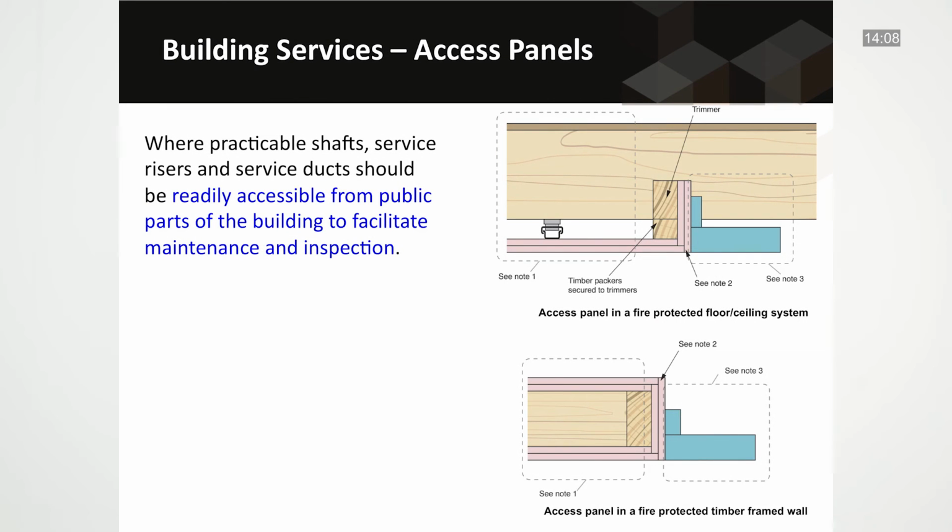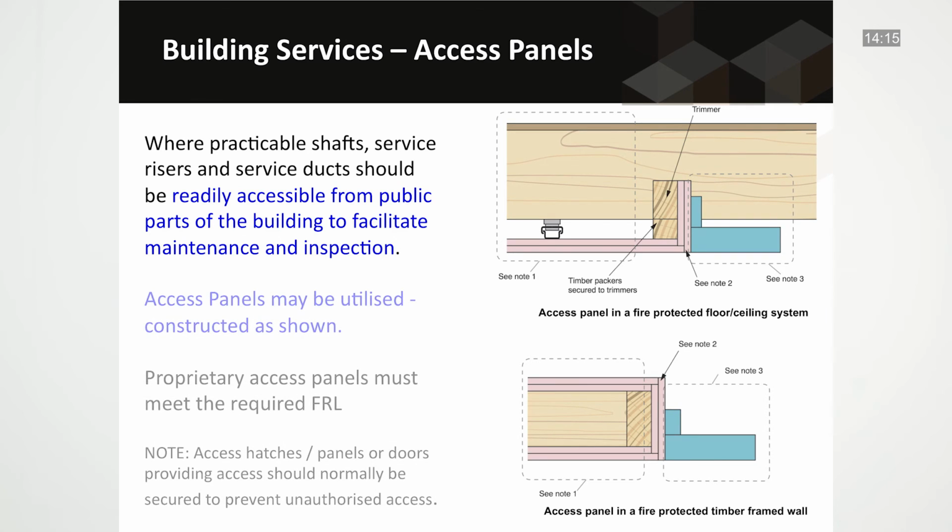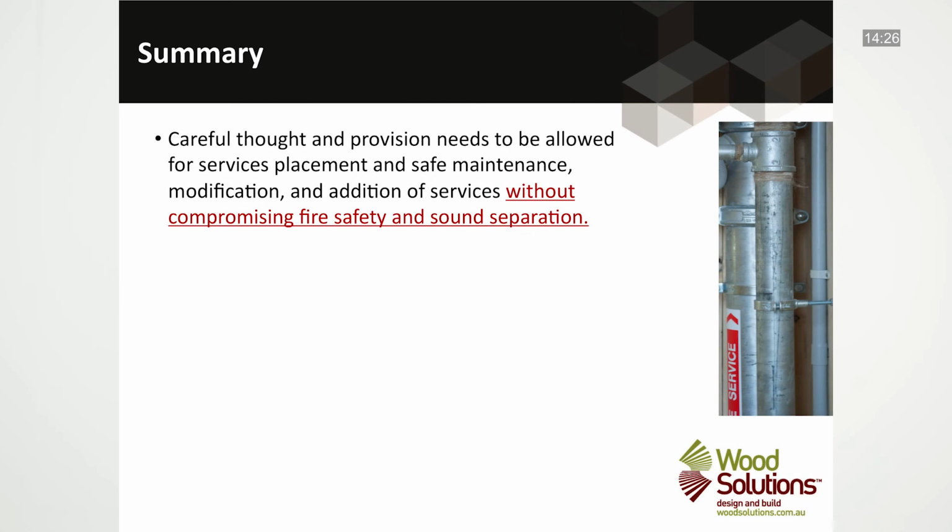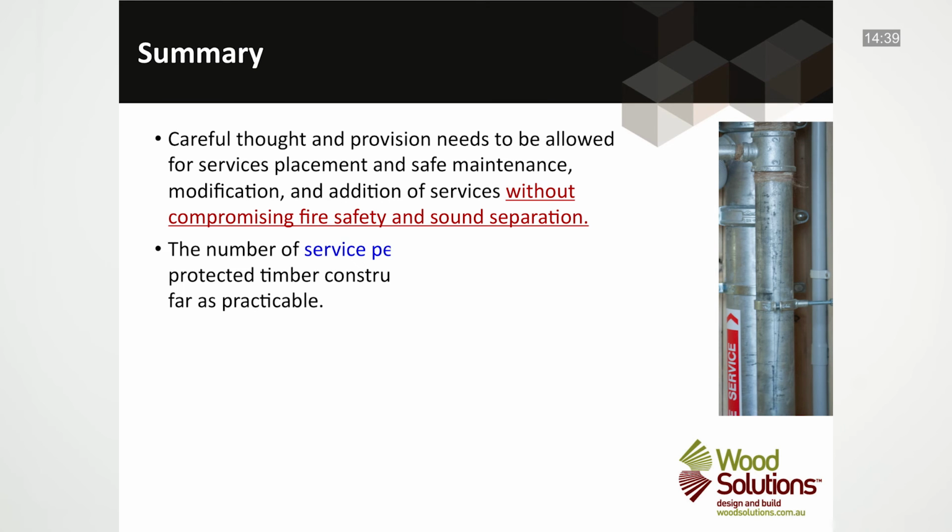Where practicable, shafts, service risers and service ducts should be readily accessible from public parts of the building to facilitate maintenance and inspection. But access hatches, panels or doors providing access should normally be secured to prevent unauthorised access. In summary, careful thought and provision during the preliminary building design process needs to be allowed for initial optimal services placement and also the future safe maintenance, modification and addition of services without compromising fire safety and sound separation. The number of service penetrations through fire-protected timber construction should be minimised, as far as practicable.